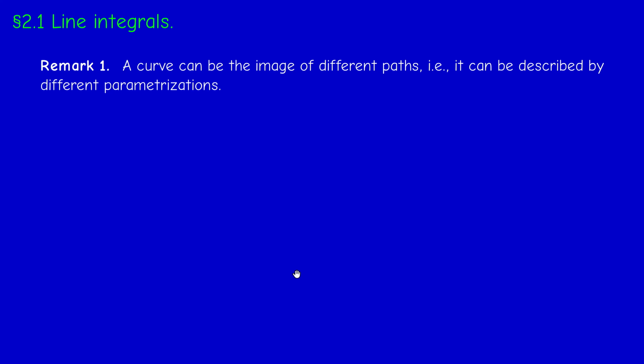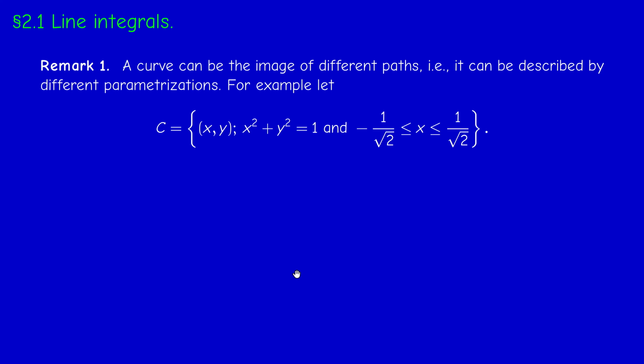Now, if you have an oriented curve, it may have different parameterizations. Gamma is also called the parameterization of the curve. Let me give an example. Consider a small arc of a circle going in this direction from (-1/√2, 1/√2) to its symmetric. So this is an arc of a circle oriented in this way.